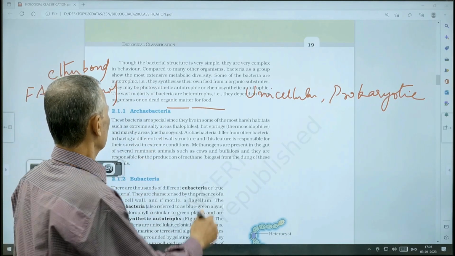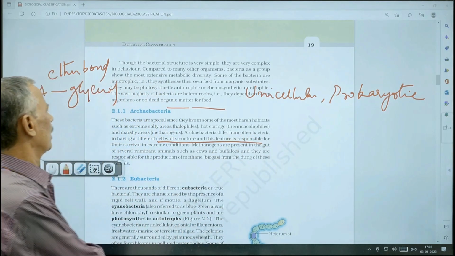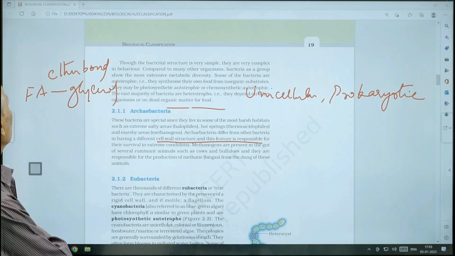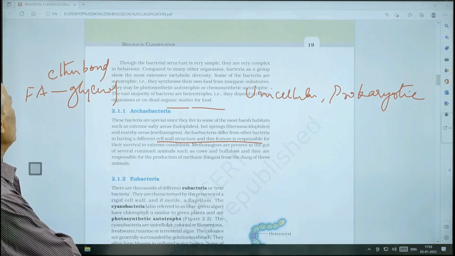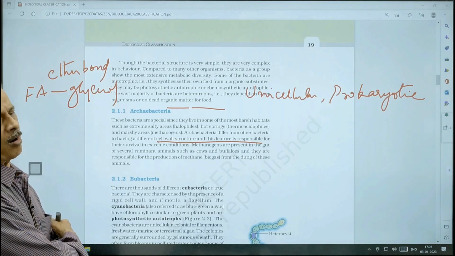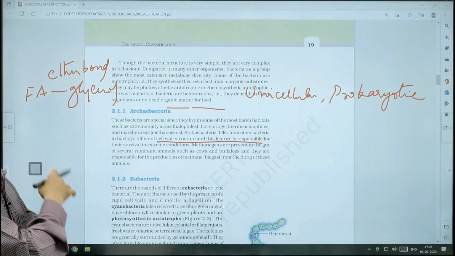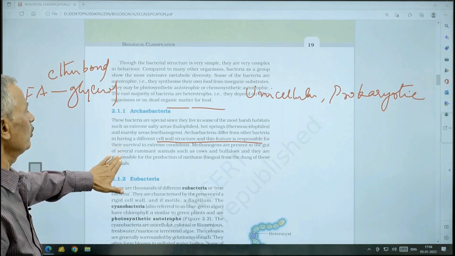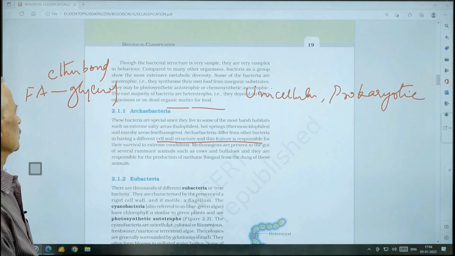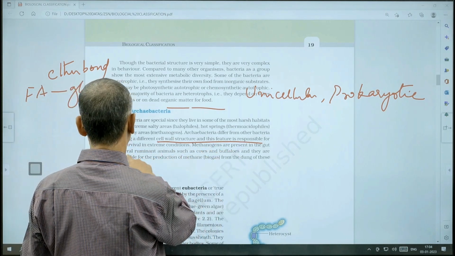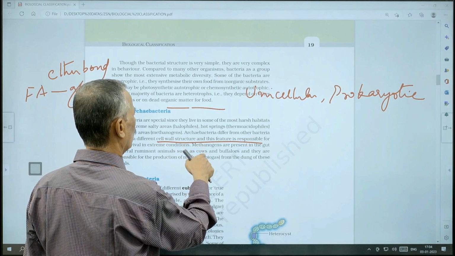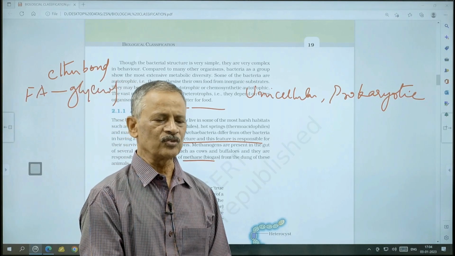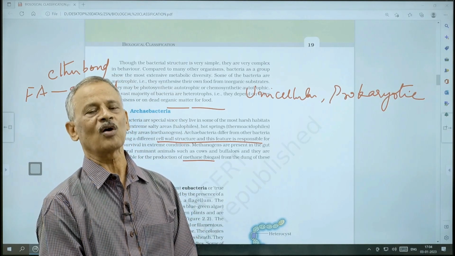So the cell wall structure is different. Their cell membrane is made up of fatty acids connected to glycerol by ether bond, and they have a cell wall which is mainly made up of proteins. That is the speciality in their cell wall. So they have a different cell wall that enables them to live in such extreme conditions. Methanogens are present in the gut of ruminant animals like cow and buffaloes and are responsible for the production of methane gas. So we use these bacteria for producing methane gas, gobar gas, out of cow dung.